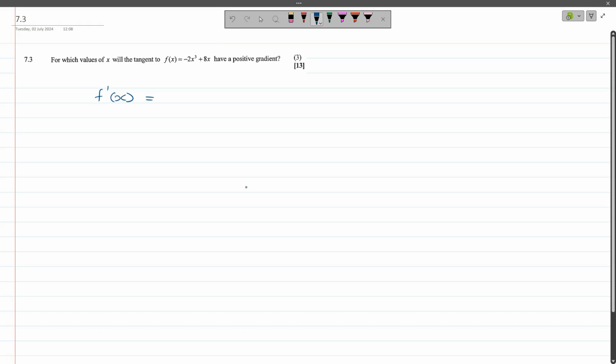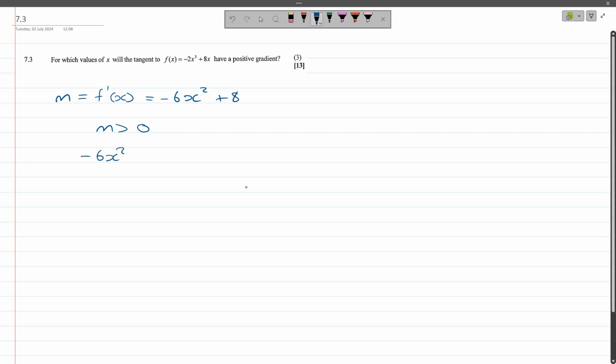So getting the first derivative first, we get minus 6 from minus 2 times 3 to the power of 2, 3 minus 1, plus 8, which is just a constant. So for it to have a positive gradient, we need this. Remember, the first derivative represents the gradient of the original function. Therefore, in order for the gradient to be positive, we need it to be greater than 0.